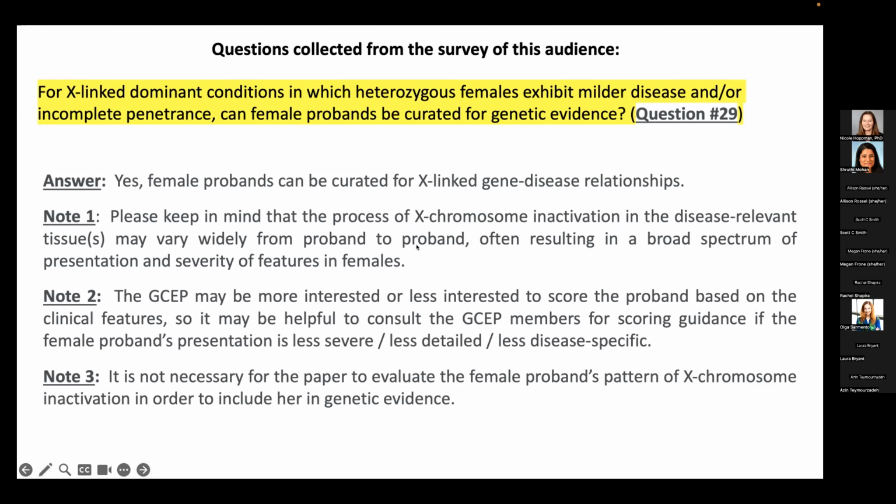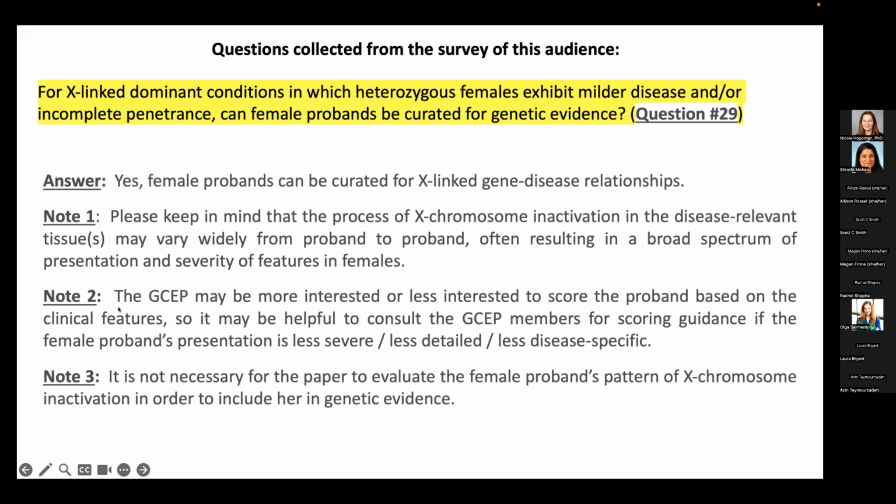They said, keep in mind that there's tremendous variability from female proband to female proband, even within the same family. Part of it is because X chromosome inactivation can be pretty unpredictable in the tissues that are most important to your disease of interest. Those who have the wrong X chromosome activated could have really severe phenotypes. Those who have the wild type copy of their gene activated could have really mild phenotypes. Keep in mind that that could influence whether you really want to score this proband or not.